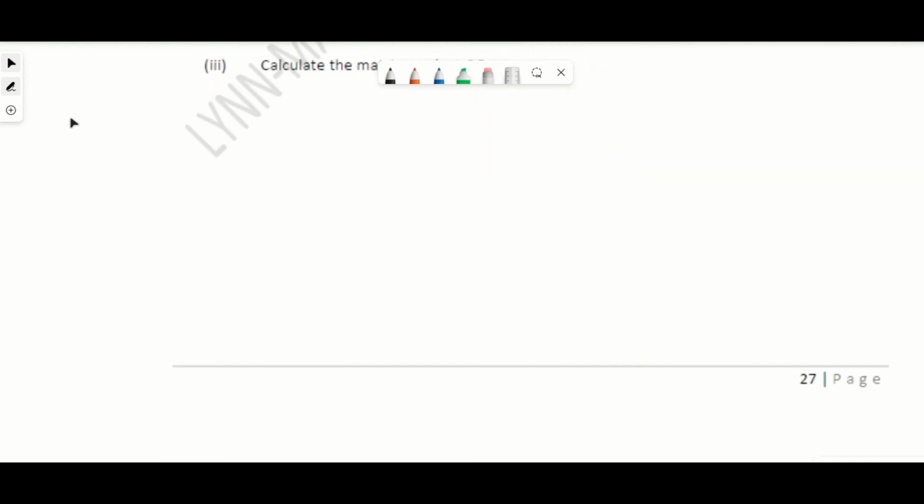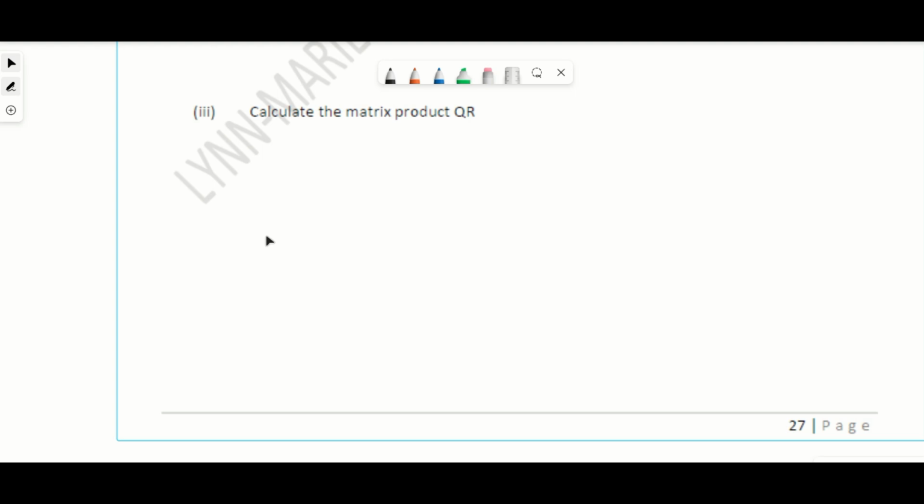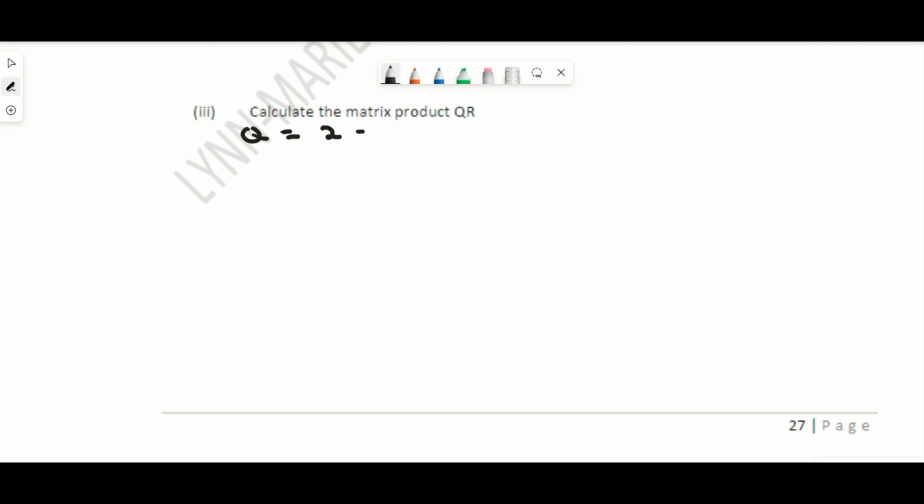The next part of the question says to calculate the matrix product QR. So let us write what Q is equal to and R is equal to. Q is equal to [2, -1; 4, 3], and R is equal to [1, 6; -5, 4].